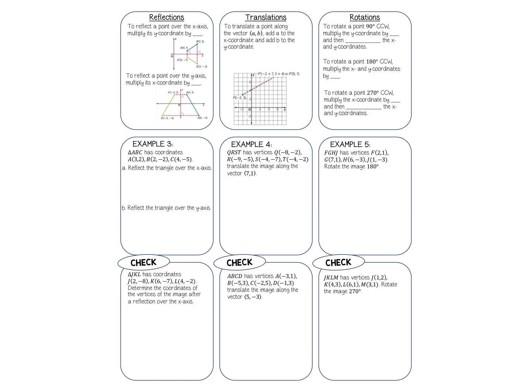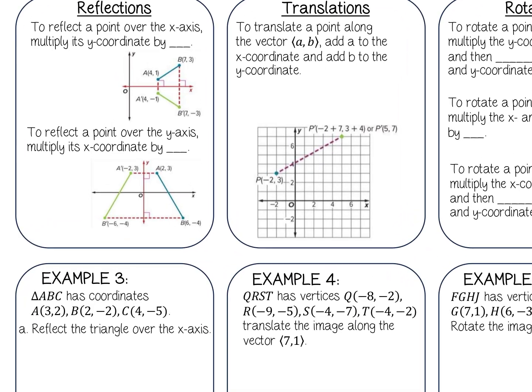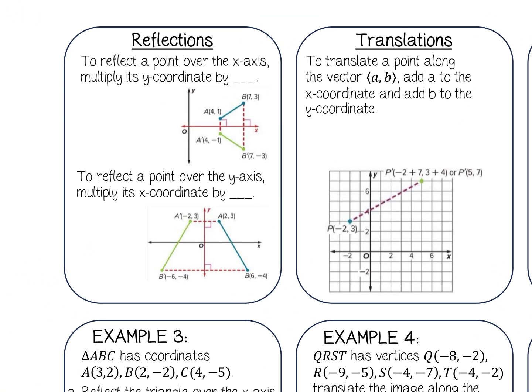All right, so on the back here, this is where we're going to figure out how to find the coordinates, or how to take something and rotate it or translate it, or find the reflection. So on the front side, we were just identifying if it had been one of the following. So now we're figuring out how to actually do that.